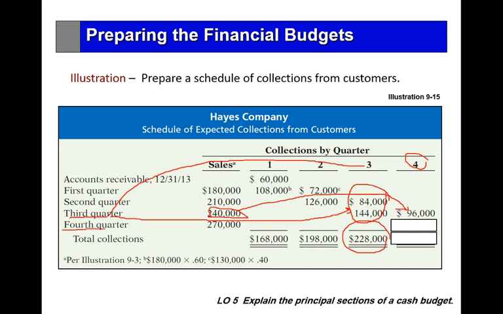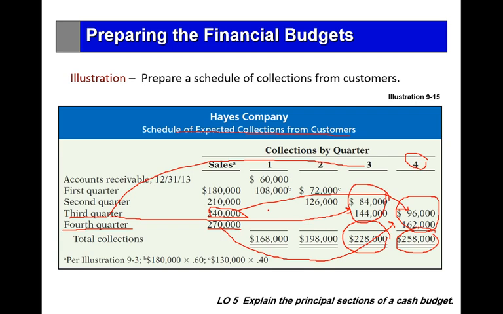Finally, we have fourth quarter sales of $270,000 expected to be sold in the fourth quarter. 60% of this amount will be collected in the same quarter. 60% of $270,000 is $162,000. Then the sum of 96,000 plus 162,000 gives us expected collection in the fourth quarter of $258,000. This is the schedule of expected collection from customers for 2014.